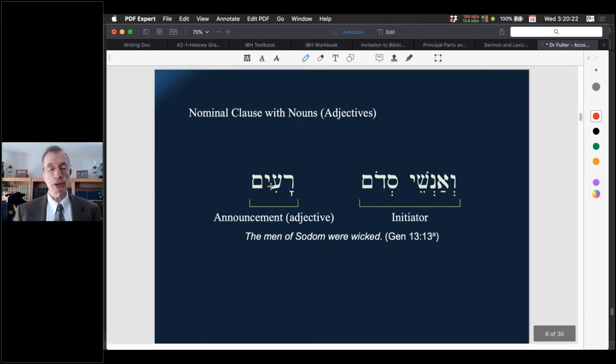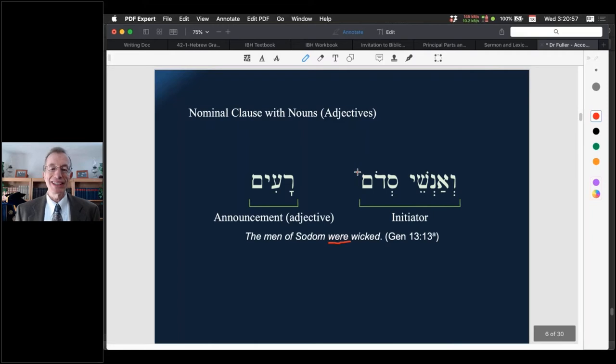But if you go to biblical Hebrew, again, it's viewed as a noun. Okay, so here's a nominal clause with just nouns. And so we have an initiator, the men of Sodom. And then we have the announcement about it, which is your predicate, and it's an adjective here. And so we would say the men of Sodom were wicked, okay? We would have to add this in. They don't have this right here, but we have to add that in. That's glue, and that puts it together.